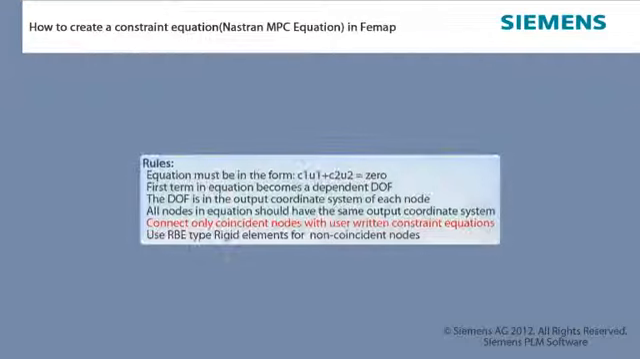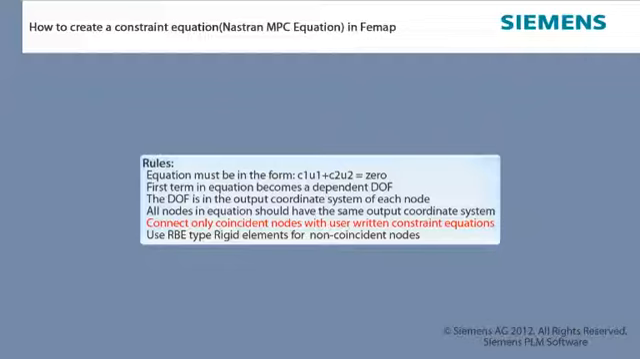Rules. The equation must be in the form C1U1 plus C2U2 equals 0. The first term in the equation becomes a dependent degree of freedom. The degree of freedom is in the output coordinate system of each node. All nodes in the equation should have the same output coordinate system.